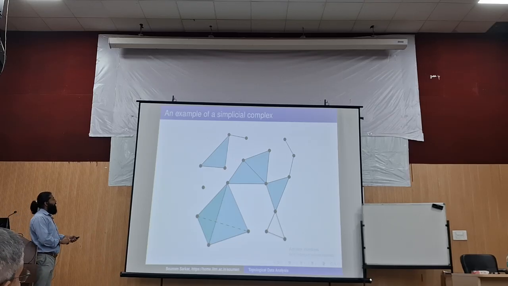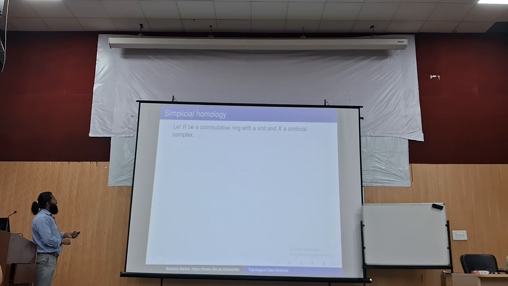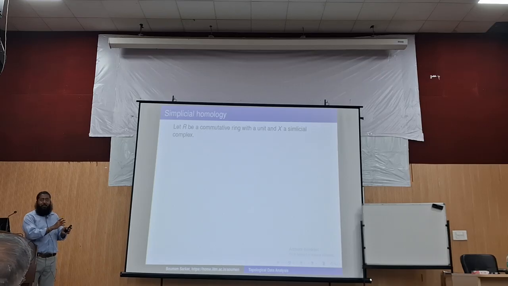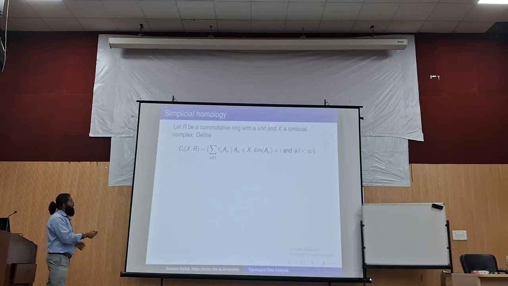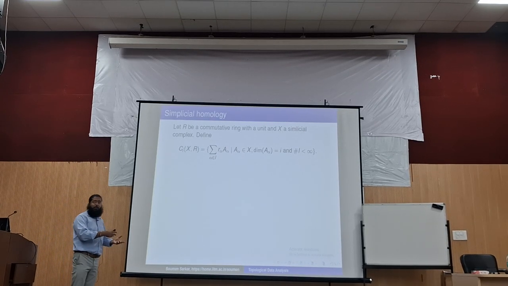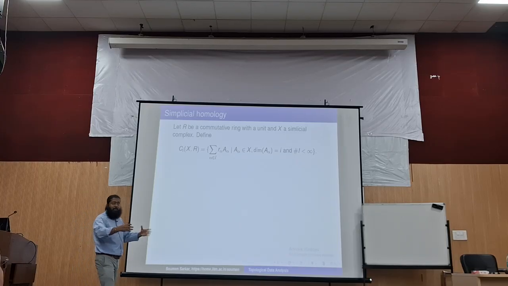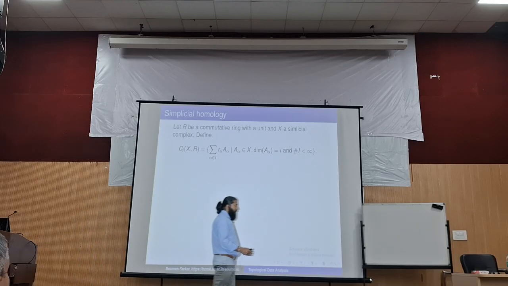Now we have an interesting concept. It is called simplicial homology. It takes time to digest the meaning of simplicial homology, but I will try to go very slowly. All of us know the concept of a ring, right? Or a module. So what we have is a simplicial complex. What does it mean? It is a collection of simplices which satisfy some conditions. Okay?